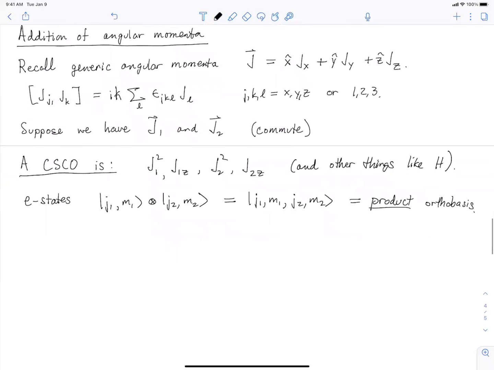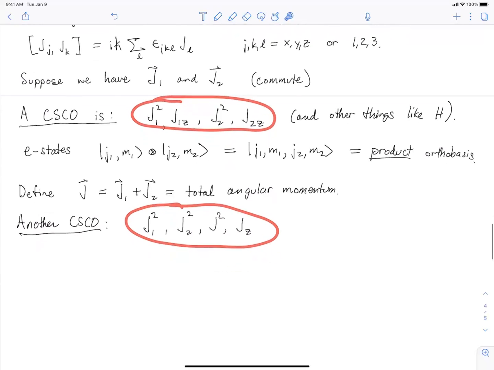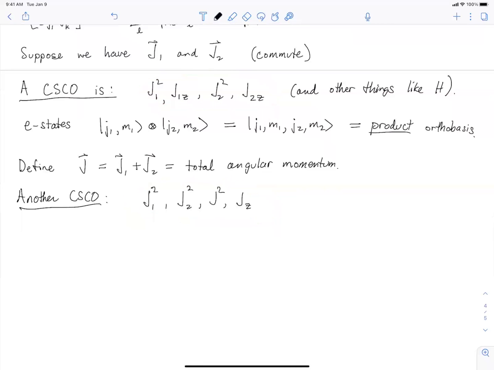Okay, but another thing we could do is we could define the total angular momentum, J equals J1 plus J2. That's the total angular momentum operator. Okay, and then another complete set of commuting observables that we could choose is J1 squared, J2 squared, and J squared, and J sub Z. So we're not going to include J1Z and J2Z in this complete set of commuting observables. Notice they each have four operators associated with angular momentum, but they're just not the same four operators. So in this second case, the eigenstates are going to be labeled like this: J1, J2, J, and M.